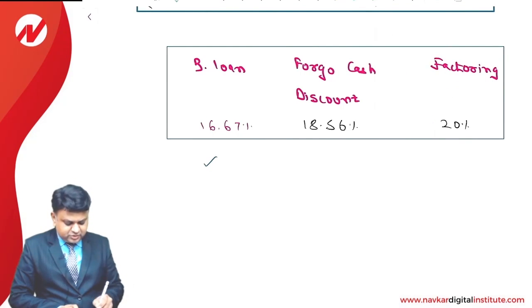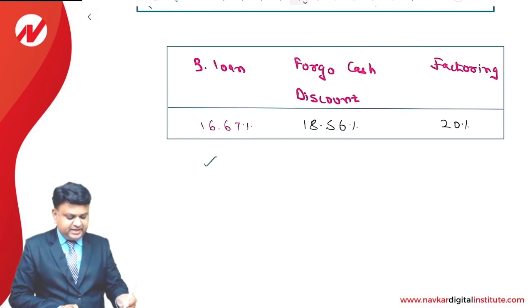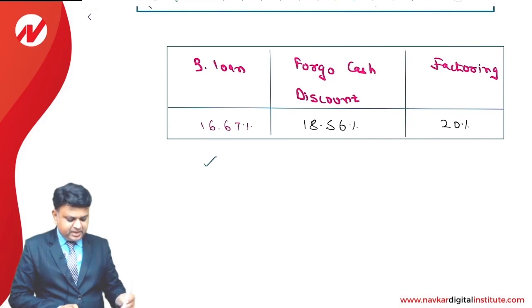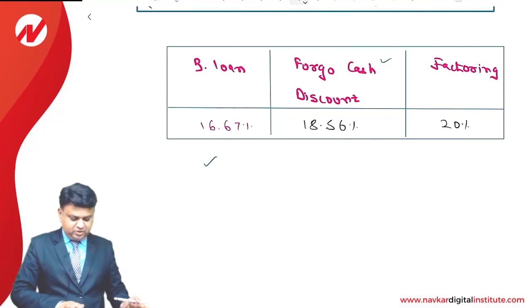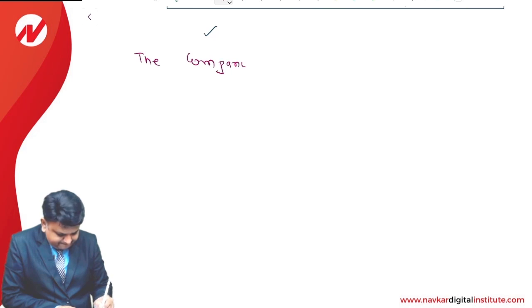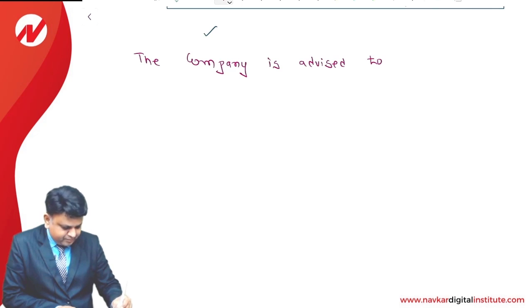Dear students, before I proceed further, I would like to give you some additional explanation considering the kind of questions which I come across a number of times. In case of foregoing the cash discount, the question is basically over. So I'm just writing a one line answer. The company is advised to take bank loan.